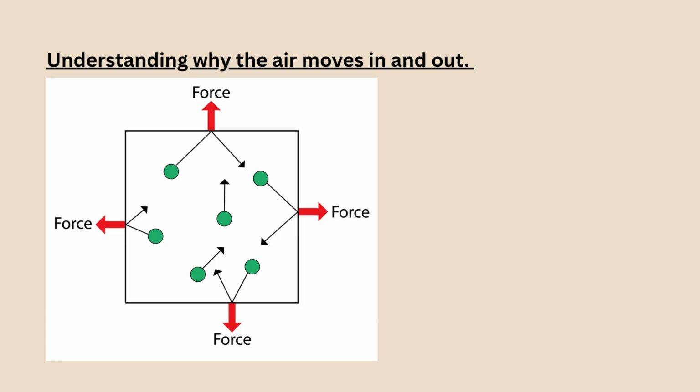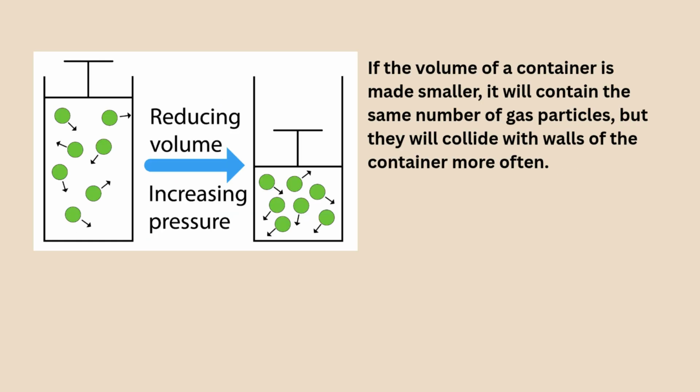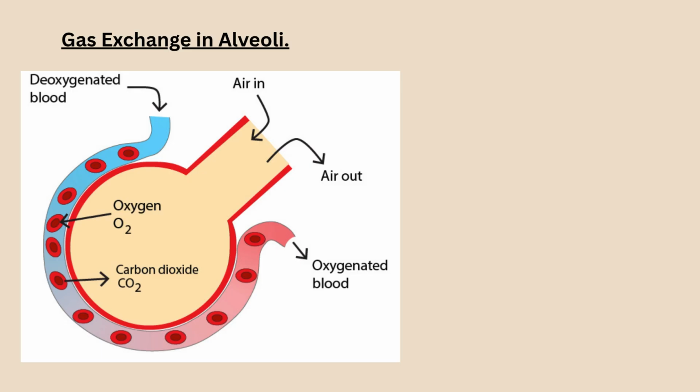Understanding why air moves in and out of the lungs, students often have difficulty with this. So we're going to look at gas pressure. Gas pressure is caused by the gas particles colliding with the walls of a container and exerting a force on those walls. If the volume of a container is made smaller, it will contain the same number of gas particles, but they will collide with the walls of the container more often, so the gas pressure increases. Let's relate this to the lungs. As the volume of the thorax decreases, the gas pressure inside the lungs increases, so it will force the air out of the lungs.